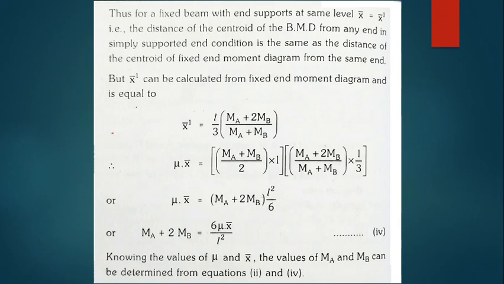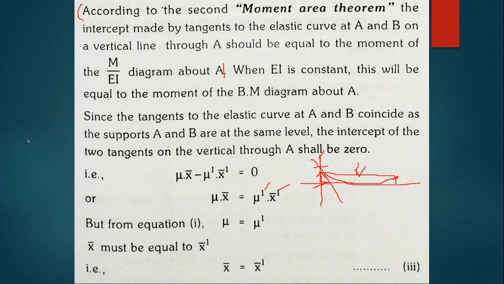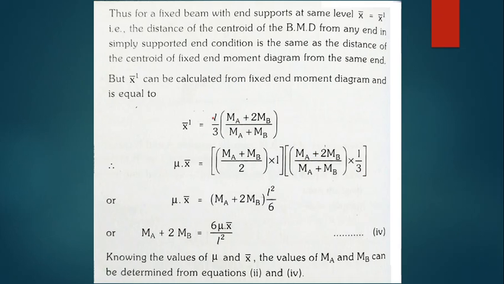For this diagram, I'll show you. We'll try to find the centroid for a trapezium. So it is L by 3 multiplied by (MA plus 2MB) over (MA plus MB), and therefore mu x bar is equal to mu dash into x bar dash, right? When you simplify, finally we will get MA plus 2MB is equal to 6 mu x bar by L square.